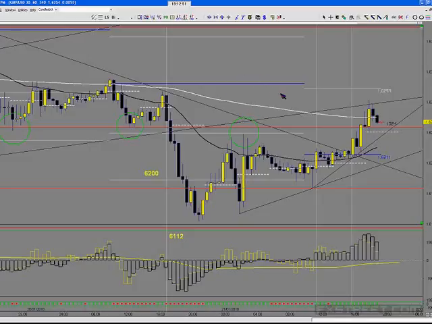So this is a 30-minute chart, and I'm drawing my support resistance off a daily chart. But you can do it off the 60-minute chart, as long as you do it either on the time frame that you're actually trading with, or higher time frames. Does that make sense?